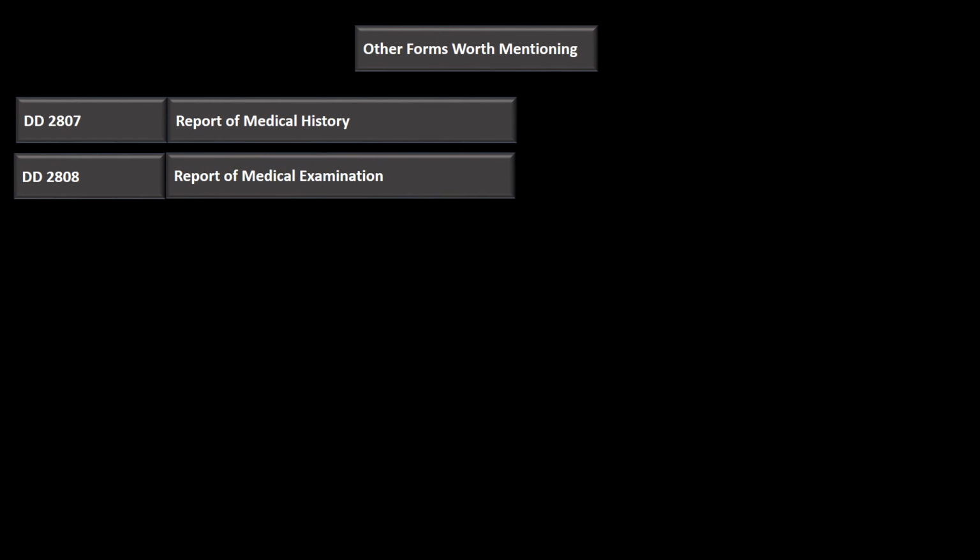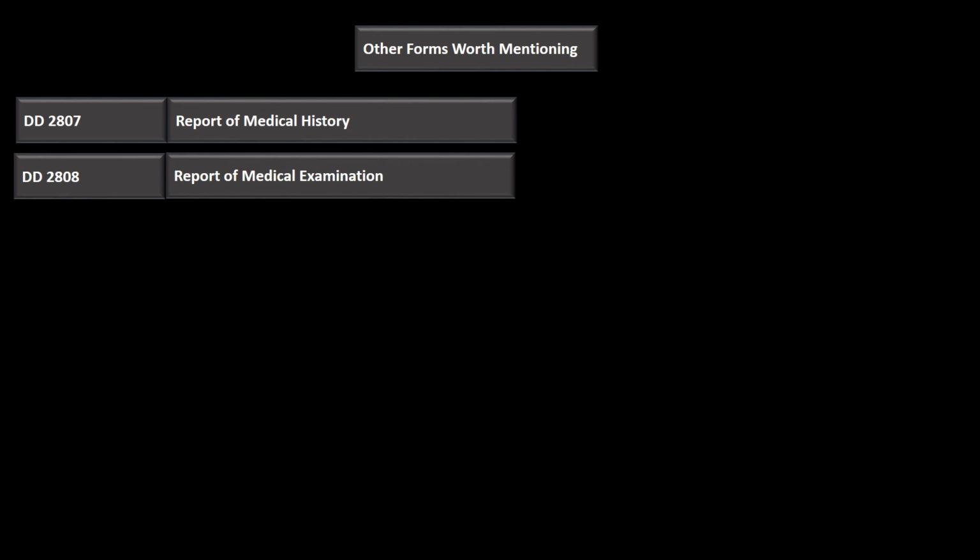series. Some other forms worth mentioning that unfortunately I do not have a way to organize or categorize really, because as you see, these are the DD forms, for Department of Defense. They don't fall under the Navy SSIC system. So DD 2807, that's an important form we need to know. That's our report of medical history. Our DD 2808, that's our report of medical examination. So always remember, history before exam.